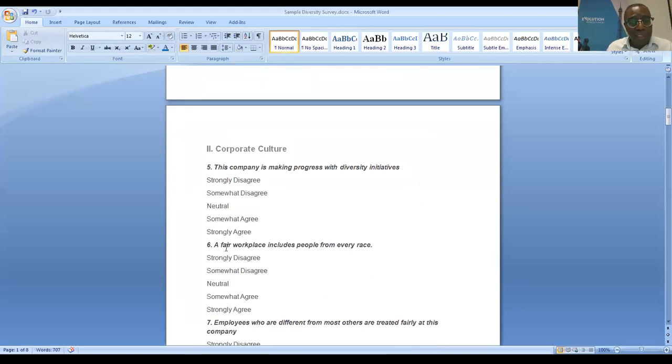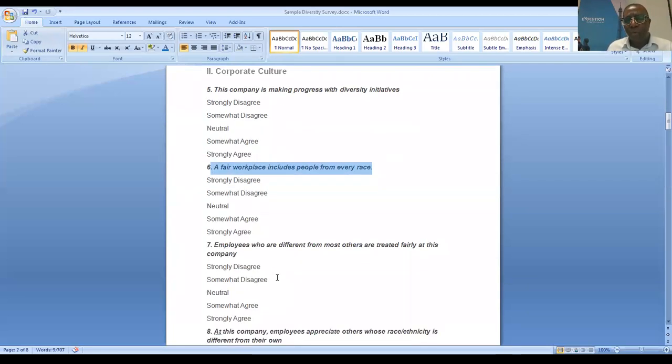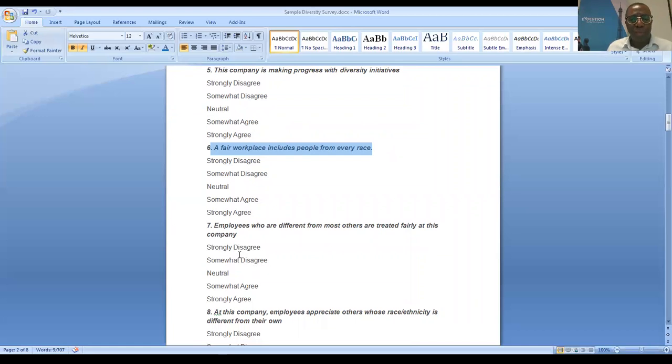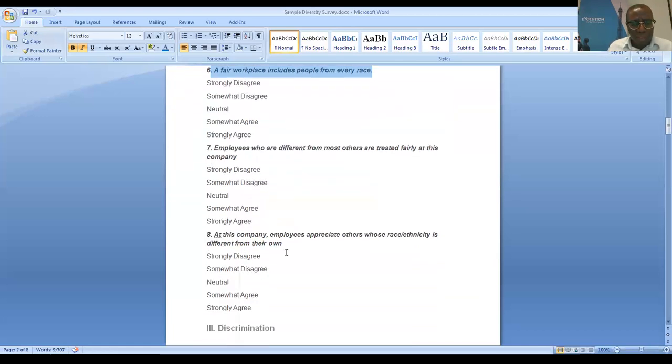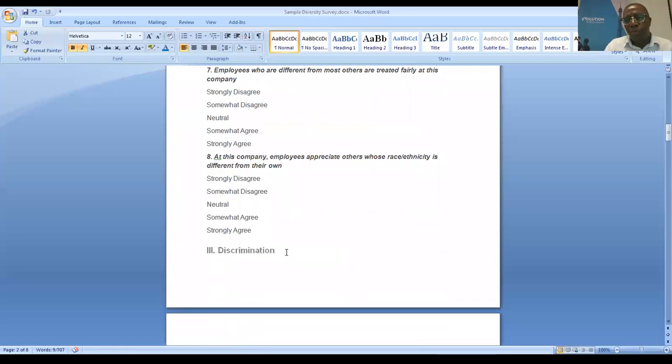A fair workplace includes people from every race, and people could come in and say, no, it doesn't, no, it does, whichever way the situation may be. So that's a sample survey there, and you can search most of these. When you do your research, you can come across them, and if you can't find one, give us a call, and we'll give you something to look at, give you an example, a sample to get your mind to start critically thinking. Let's go back to our template, and let's see what we got there.